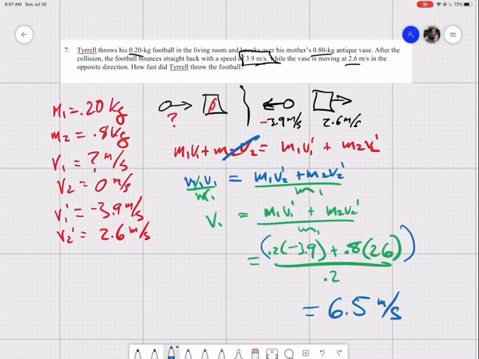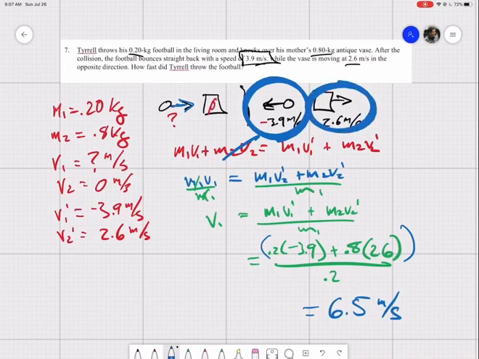Now let's check our signs. I'm getting a positive number. Should this direction be positive? Well, this direction here was negative. This direction here was positive. So going to the right is positive. This should be going to the right as well. So yep, we did it right.